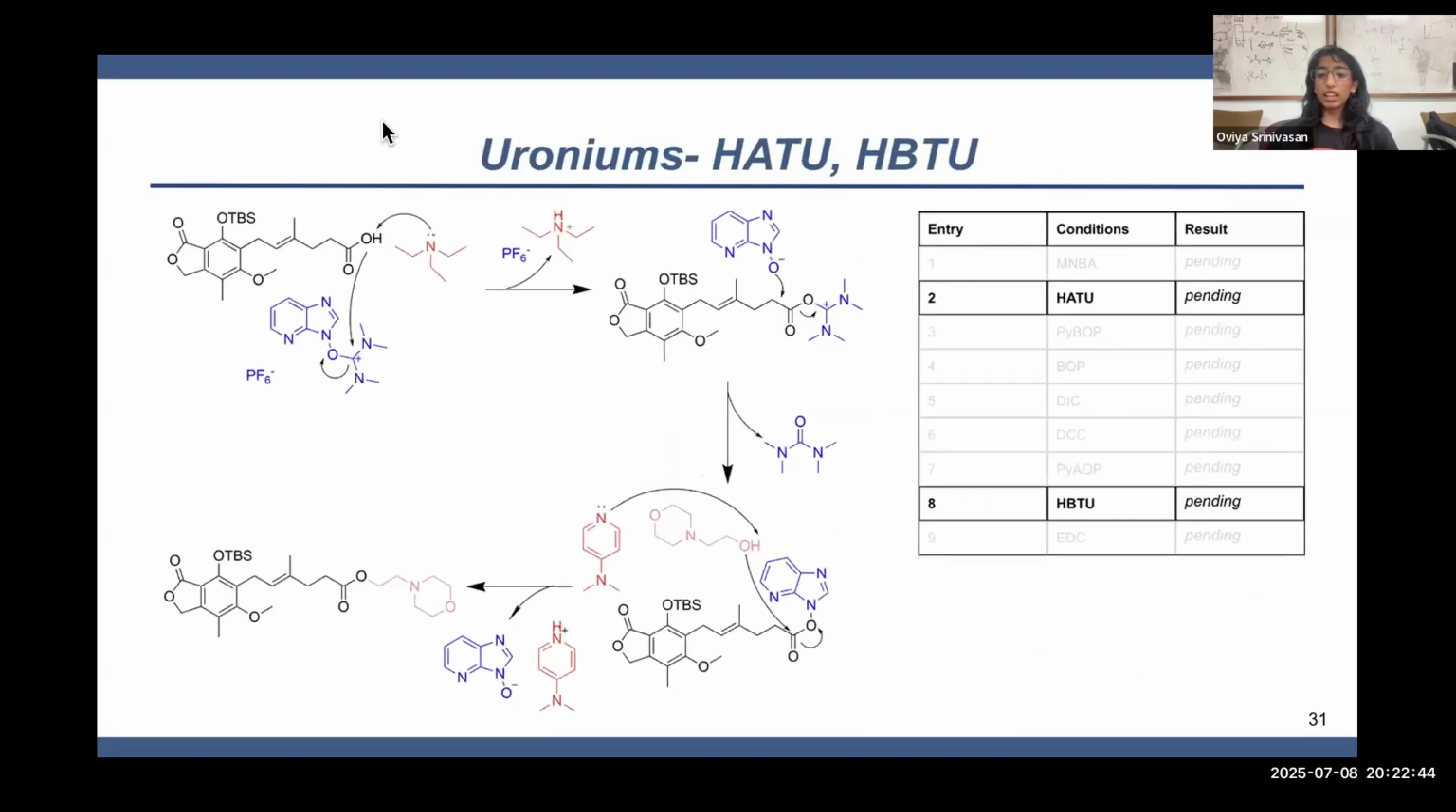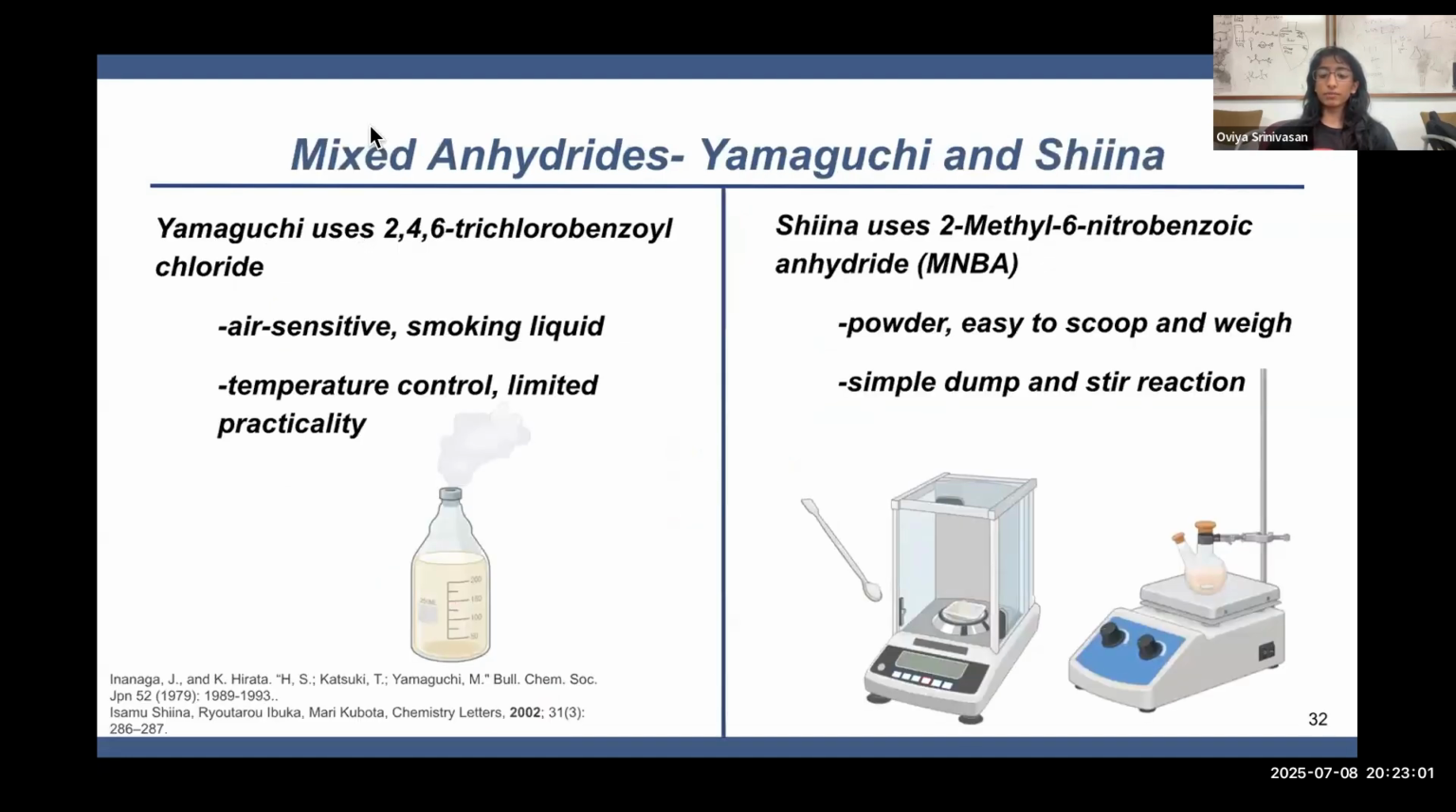Additionally, we explored synthetic pathways implementing uronium coupling reagents. This reaction results in a byproduct of tetramethylurea, and of the uronium coupling reagents, we are testing HATU and HBTU, known for their quick reaction rate and efficiency.